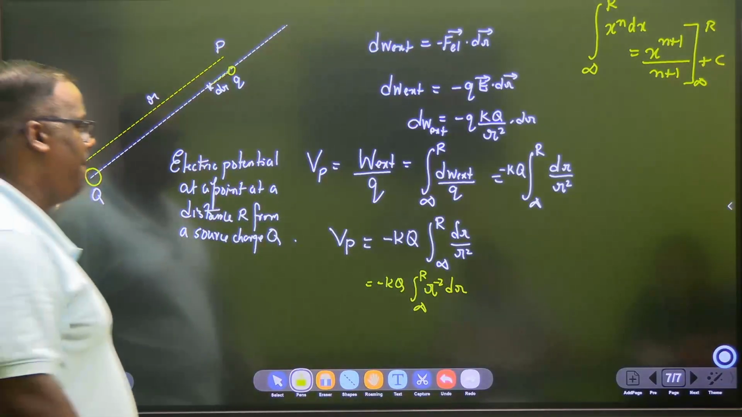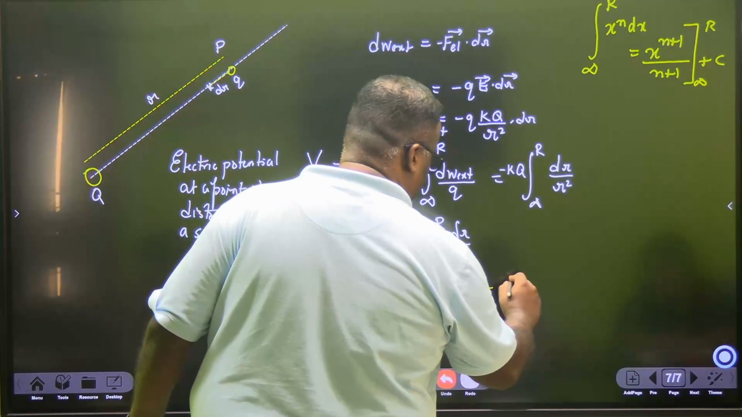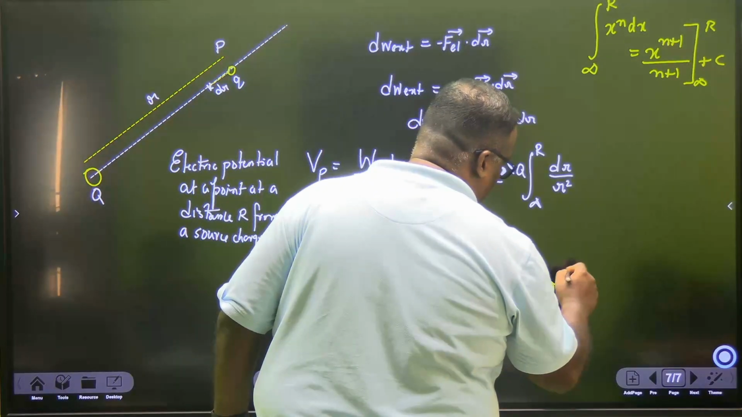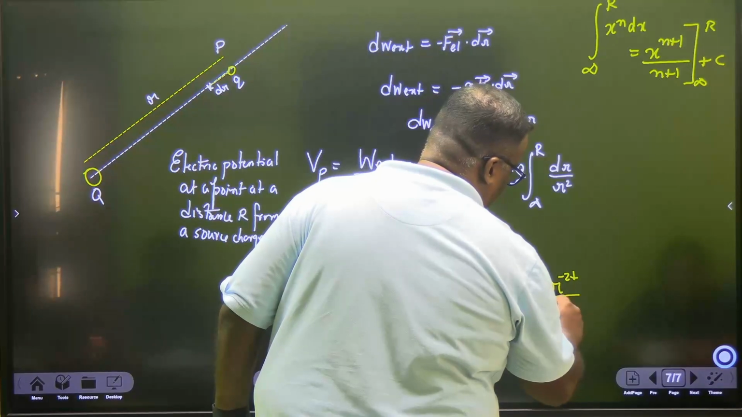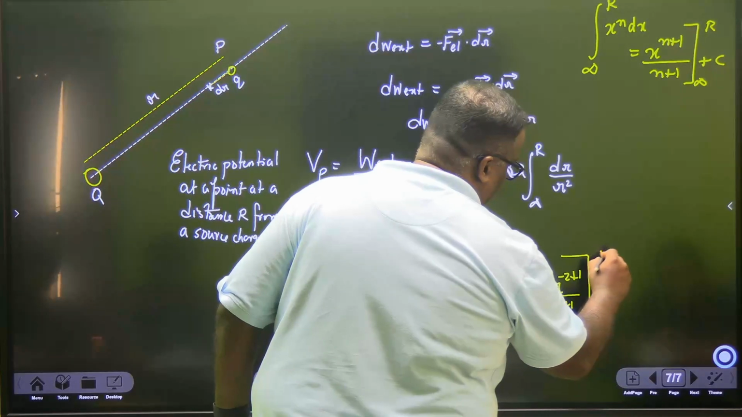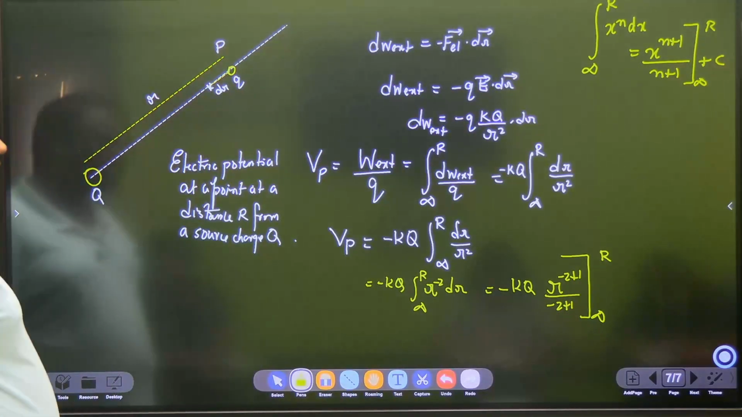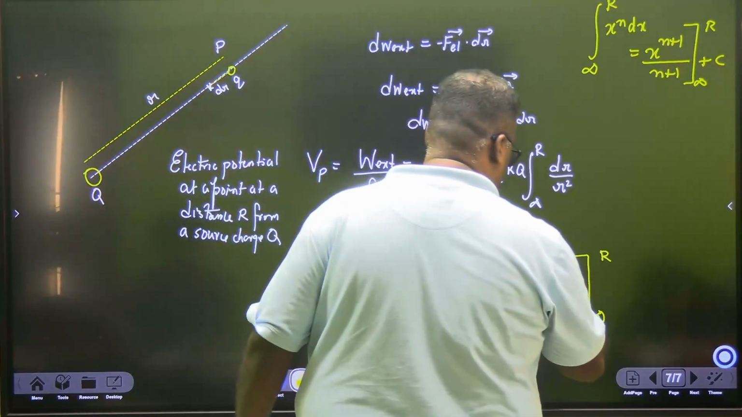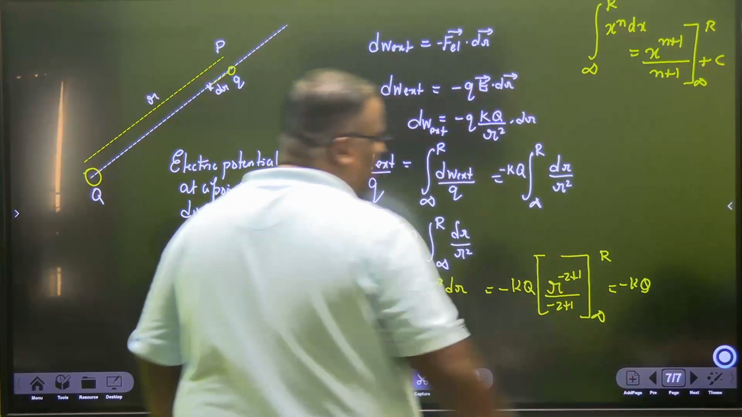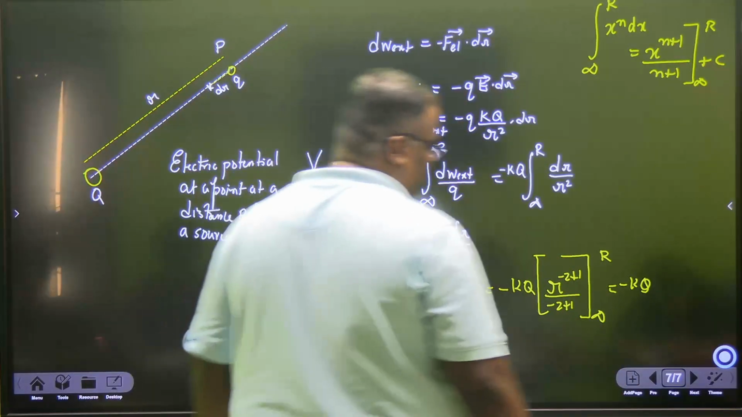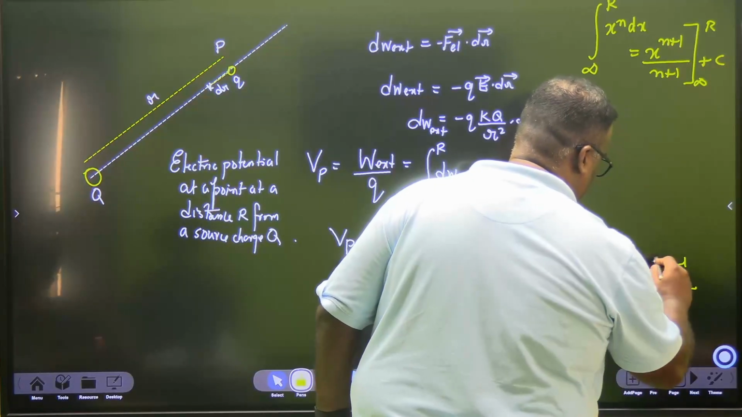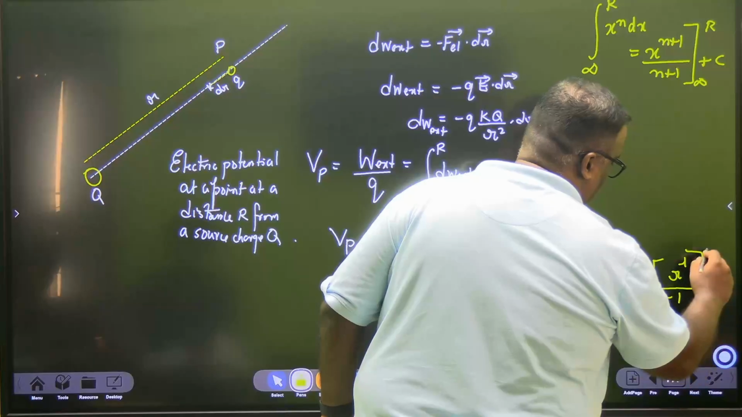Okay? Can I write this as negative kq times r to the power minus 2 plus 1 divided by minus 2 plus 1, within the limits of this? Clear? Which becomes negative kq. R to the power minus 2 plus 1 is how much? Minus 1. So r to the power minus 1 divided by minus 1, from infinity to r. Is this much clear?